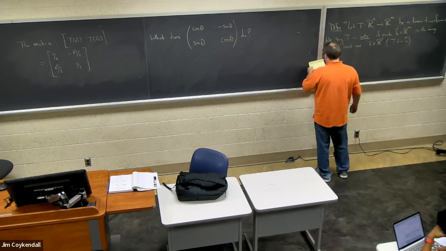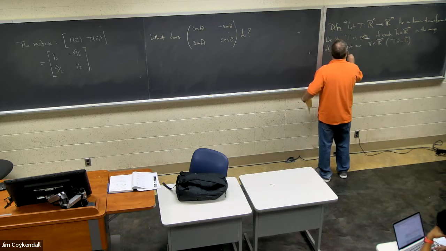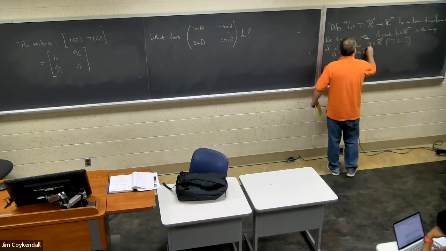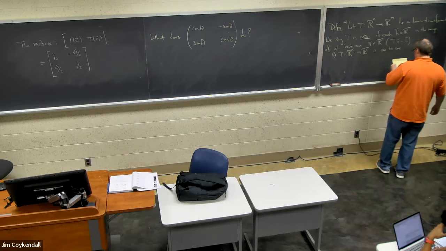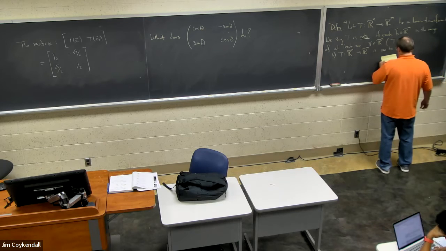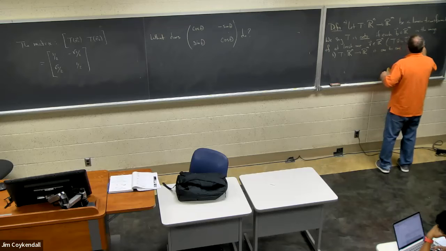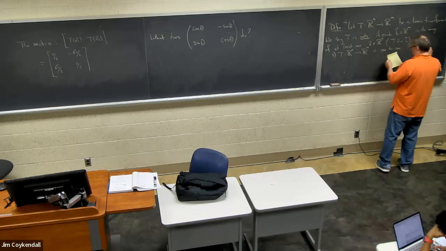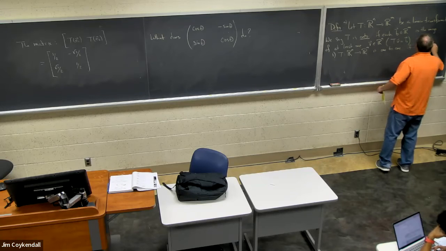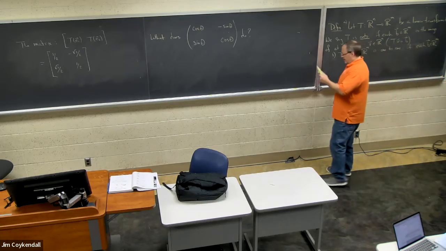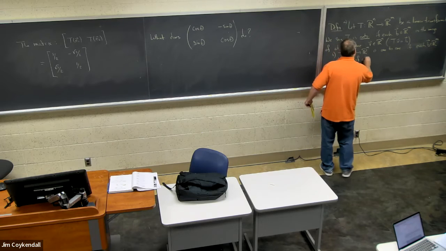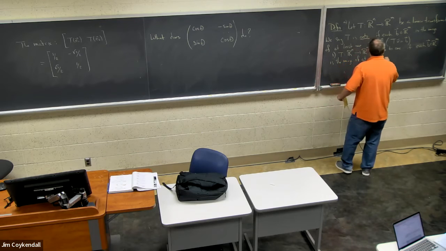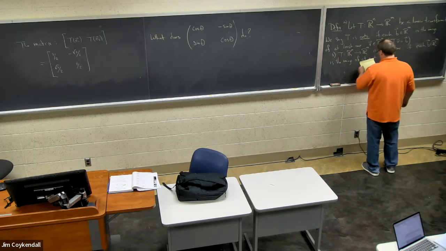Number two, or the second part of the definition: T from Rn to Rm is one-to-one if each b in Rm is the image of at most one vector in Rn.